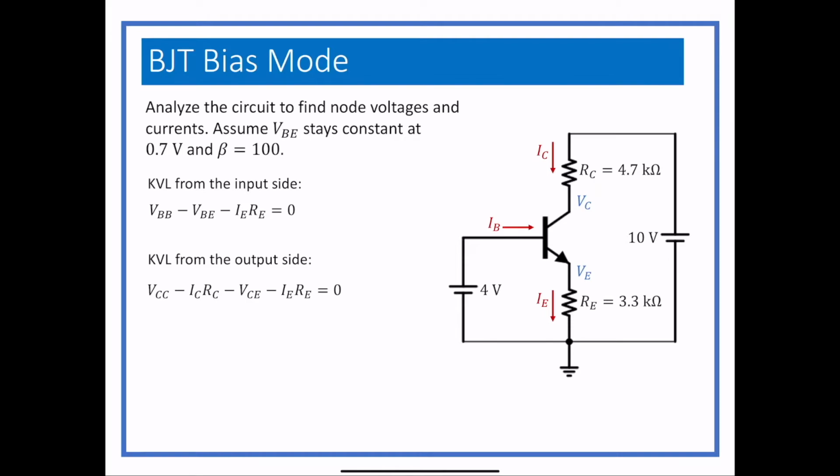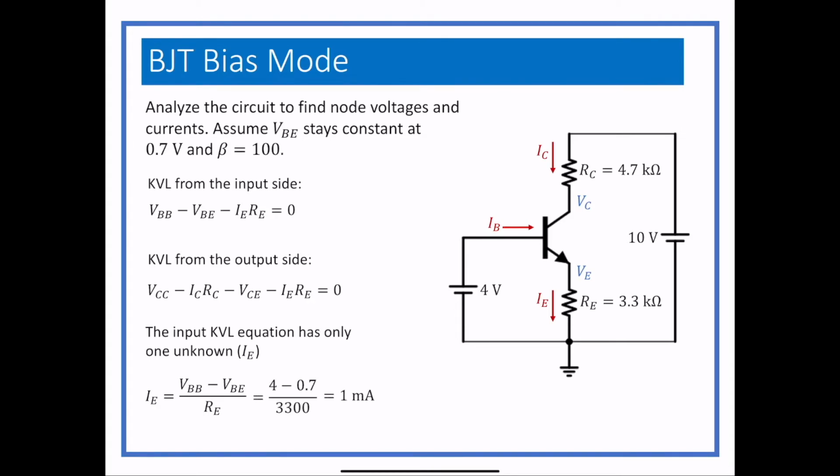So you actually have to look at the circuit and do the actual voltage drops to get the right equation. The input equation only has one unknown because we know VBB and VBE. So we can actually solve for IE first this time. Sometimes it will be IC, sometimes it will be IB, but always find the easiest thing first. And the easiest thing to get out of here is IE to begin with, and when we do that, we get 1 milliamp for IE.